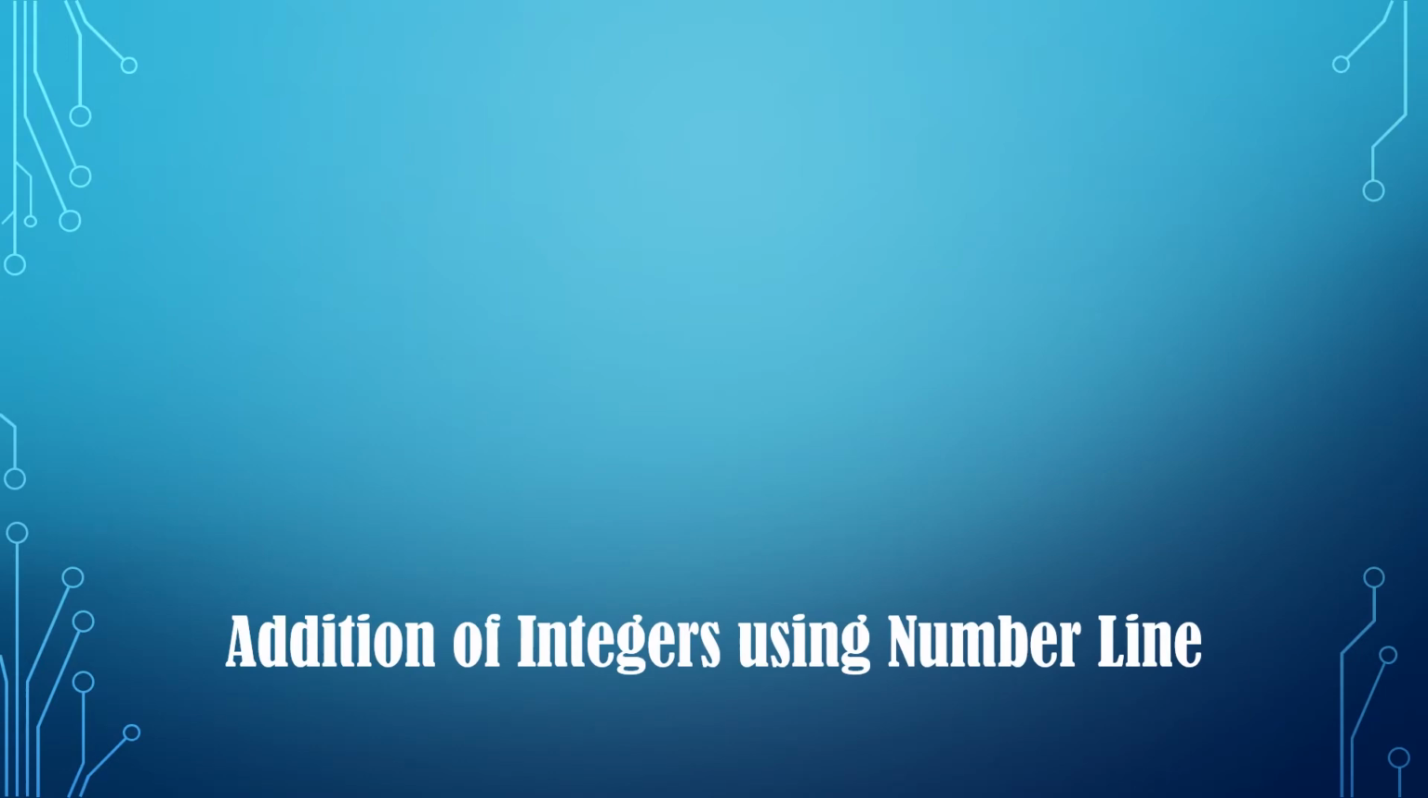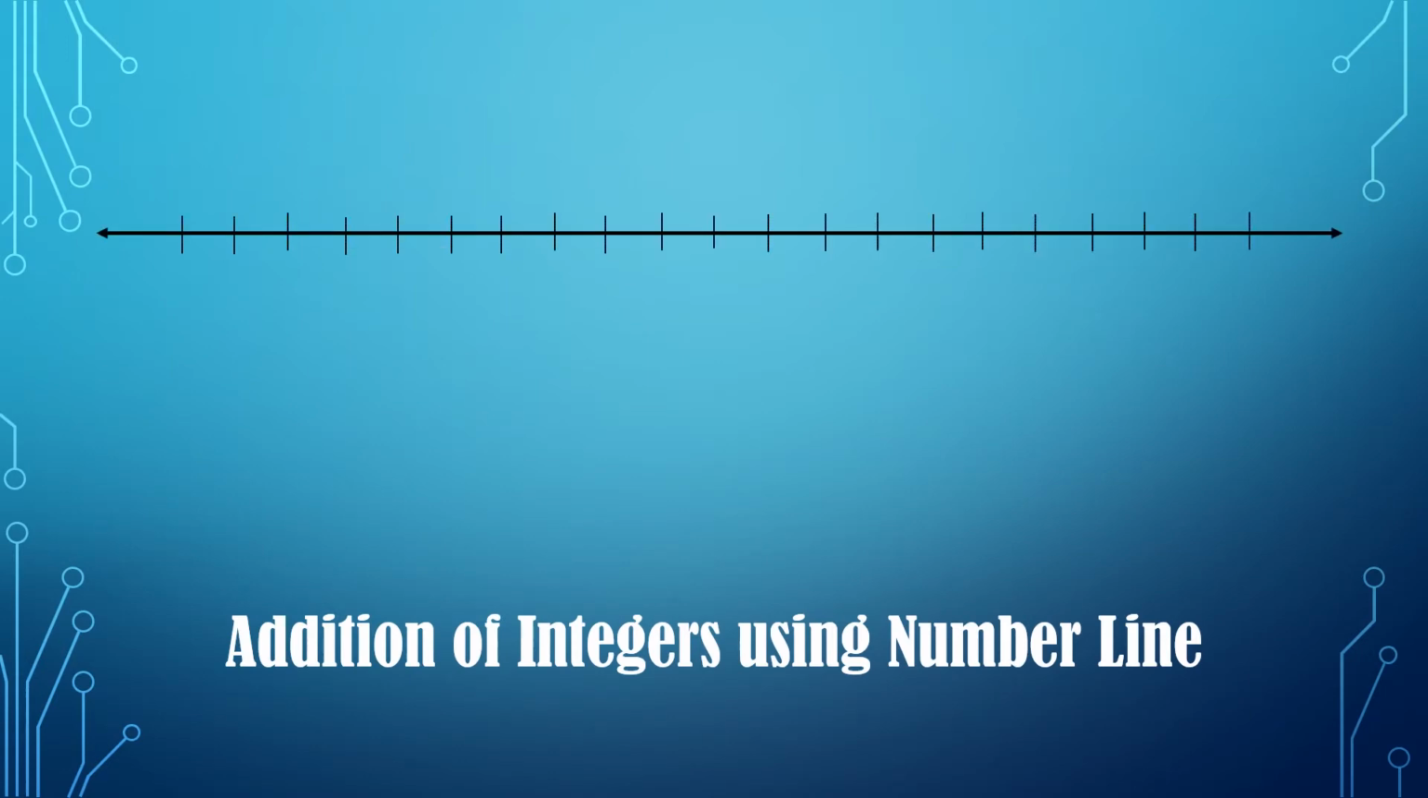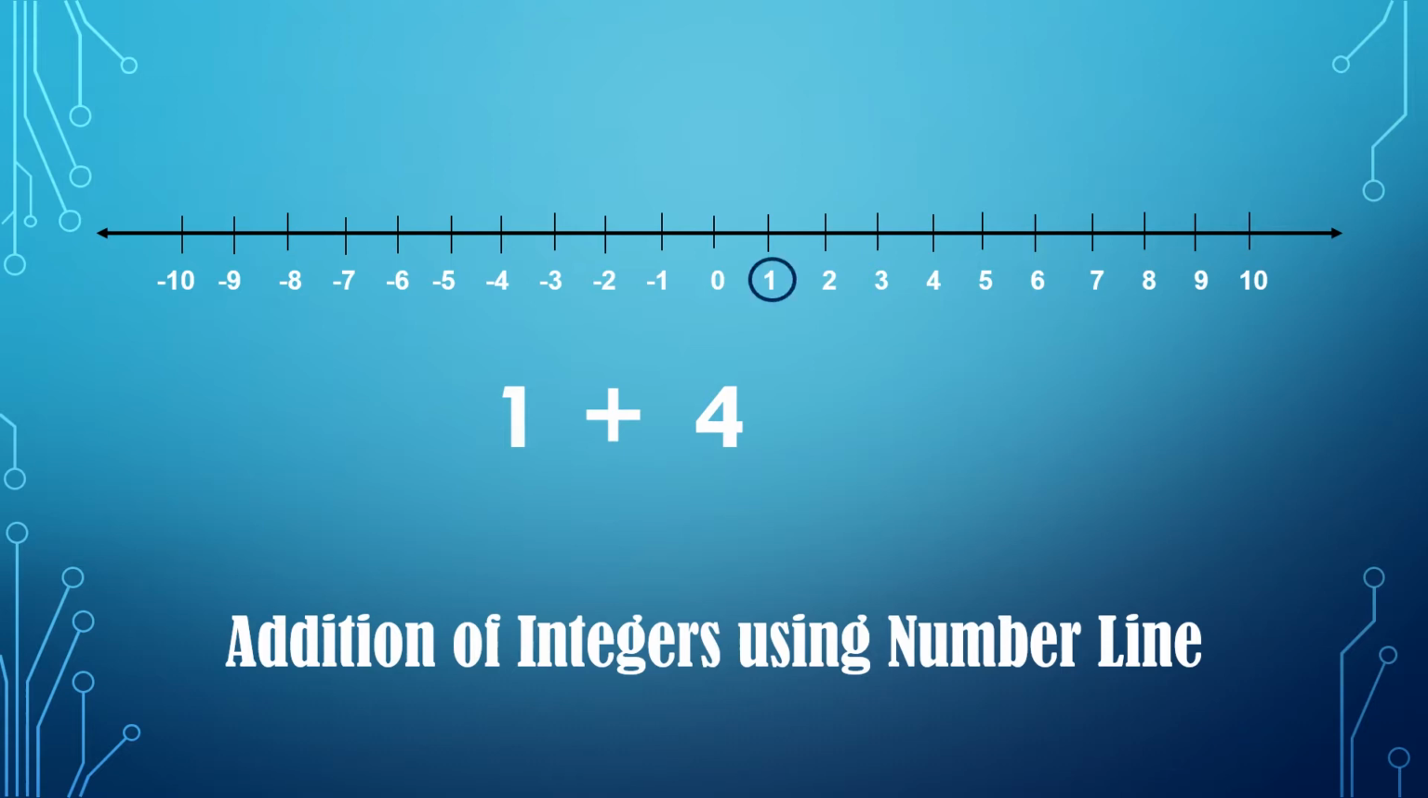Let us start with the first example. We have here 1 plus 4. I know that you already know the answer to this, but let me show you how to solve this using a number line. The first addend is positive 1, and we need to add positive 4. Since this is positive, we are going to move 4 units to the right of the number line.